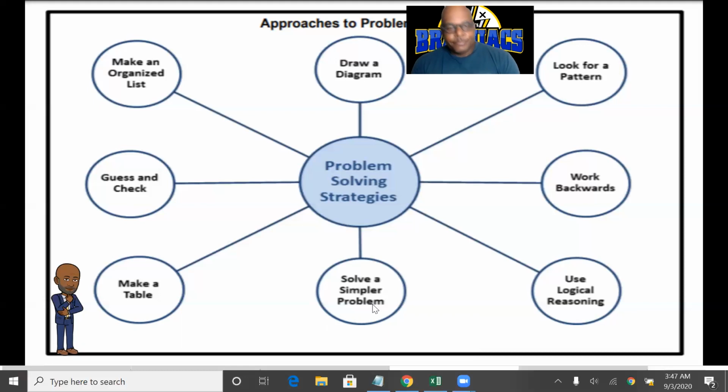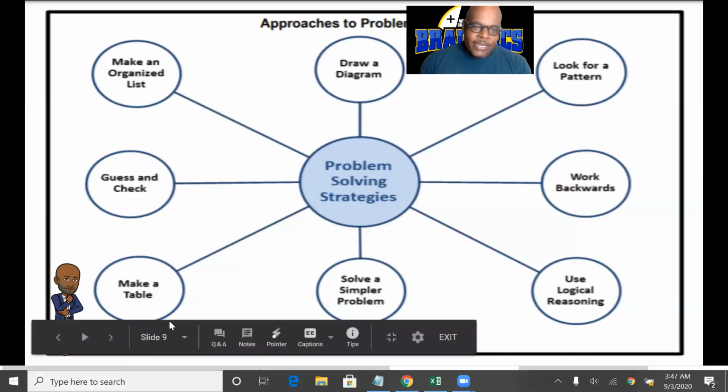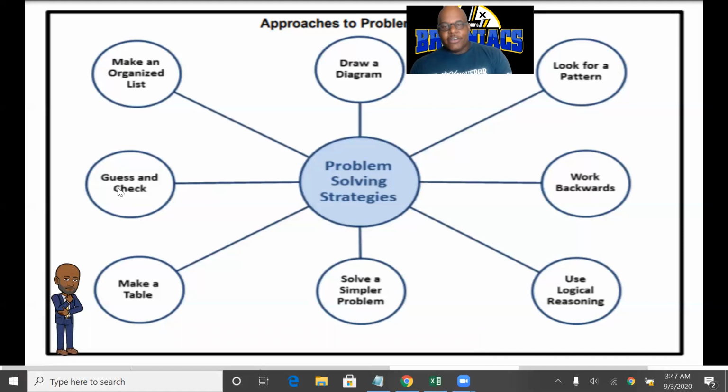Oh, okay. Make a table is the next way. Guess and check. Sometimes you have to make a reasonable guess and check your answers to see how close you are to the correct answer. Make an organized list. All of these are problem-solving strategies that you're going to use this year to solve some of these amazing problems we have.